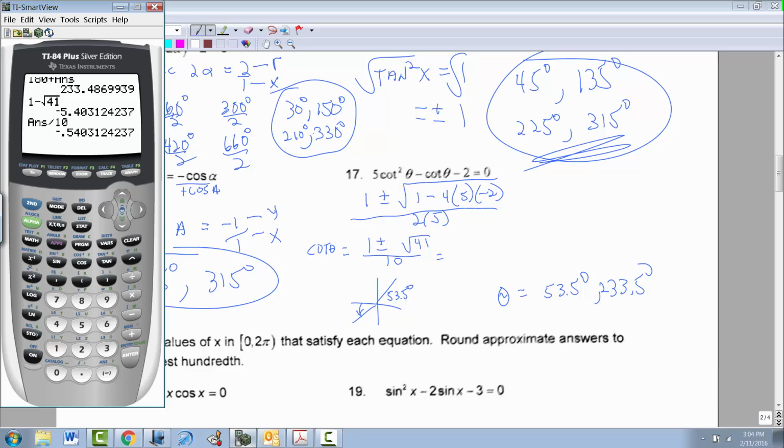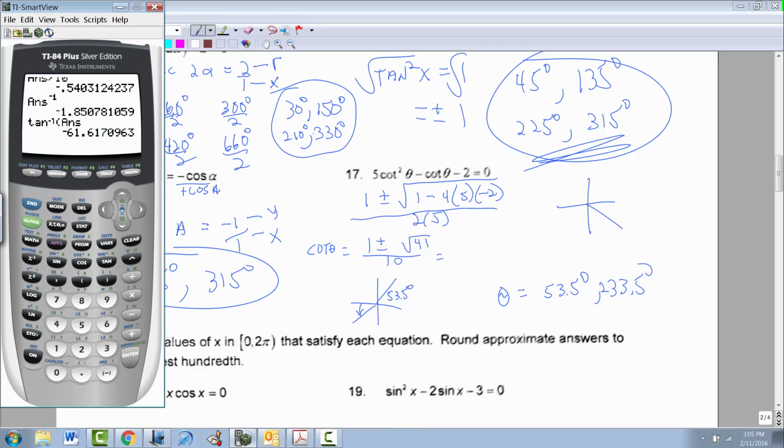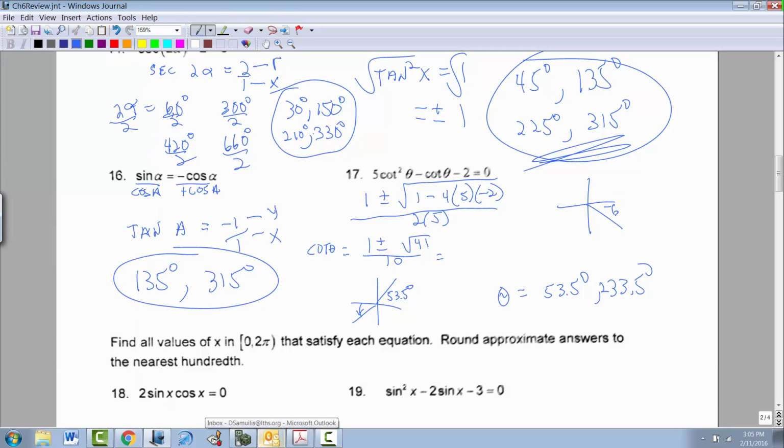So we have to 1 over this. So when you 1 over that ratio, it's now a tan. And then I second tan that answer. And you will get a negative because of that restriction thing. I could put that over here. Negative 61.6.